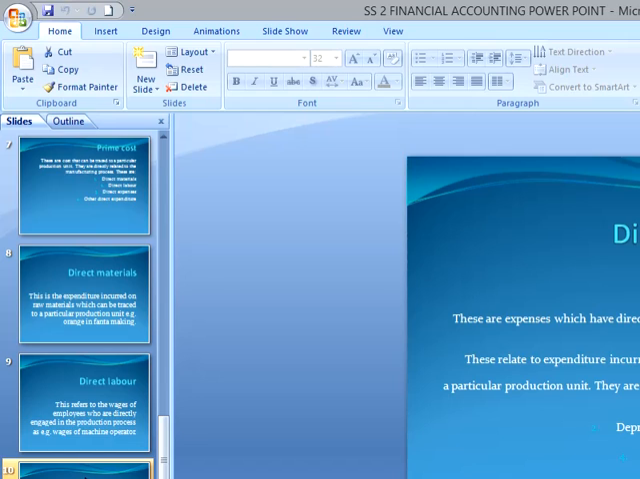Direct expenses. These are expenses which have direct identification with production, e.g. royalty. Factory overhead. These are expenditure incurred in running the factory, which cannot be traced to a particular production unit. They are indirect costs consumed during the production process, e.g. factory rent, rates, depreciation of plant and machinery, indirect wages, upkeep of factory buildings, and so on.